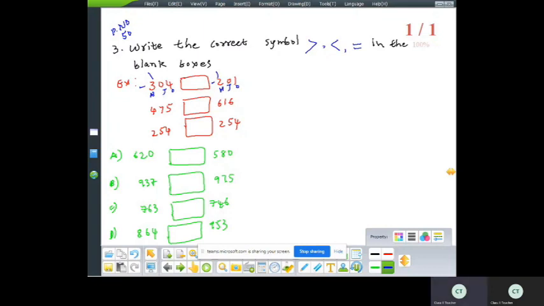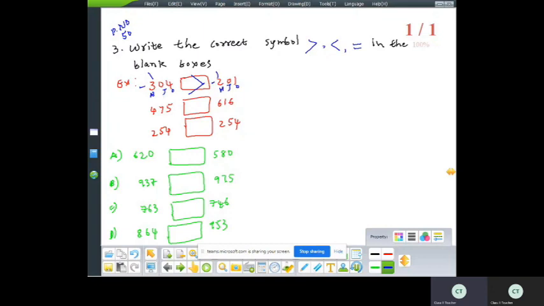From the definition of greater than, lesser than, and equality, on the bigger number side we have to open the mouth. 304 is a bigger number. The bigger number is on the left side. On the left side we open the mouth, and we get the greater than symbol. It means 304 is greater than 201. This is example 1.